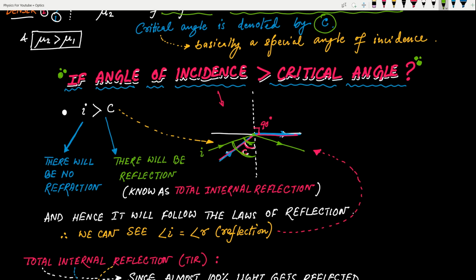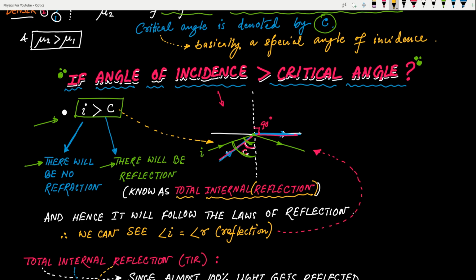So let's understand this. If angle of incidence is greater than critical angle, then there will be two things. Number one, there will be no refraction, and number two, there will be a reflection which is known as total internal reflection. So this is a special kind of reflection known as total internal reflection. Since this is a kind of reflection, therefore it will follow all the laws of reflection. As we have learned the laws of reflection in my earlier videos, it will follow all those laws.